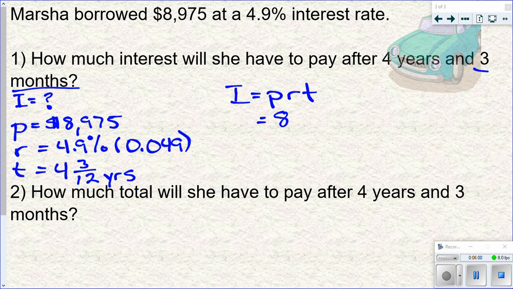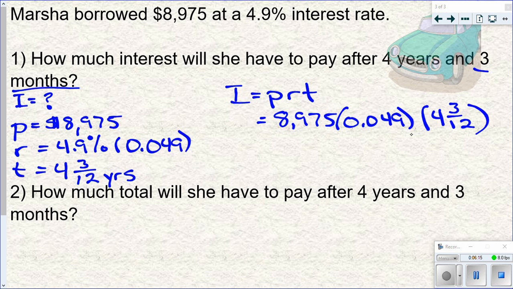So the principal is 8,975. The rate written as a decimal is 0.049. And the time is 4 and 3/12. You might have noticed that 3/12 could be simplified to 1/4. If you want to do that, that's fine. If you're using a calculator, it really doesn't matter if you simplify it or not. If you're going to do it by hand, it would make your life easier to simplify that to 4 and 1/4.